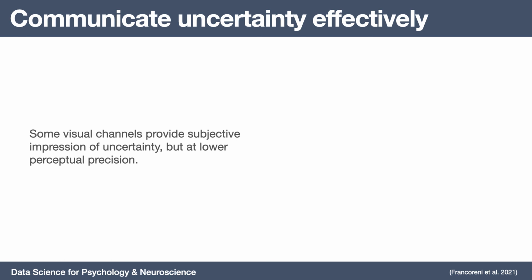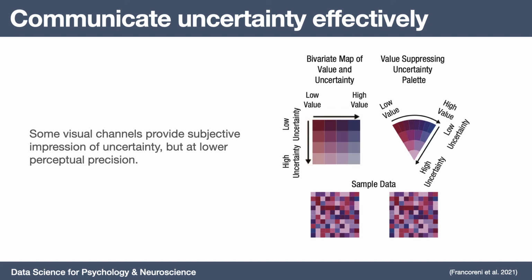And we know that some visual channels provide the subjective impression of uncertainty better than others, but this can actually happen at a lower perceptual precision. What do I mean by that? Well, let's look at some different ways of plotting both mean values and uncertainty. So here we're going to use color and saturation as indicating relative value and uncertainty respectively.